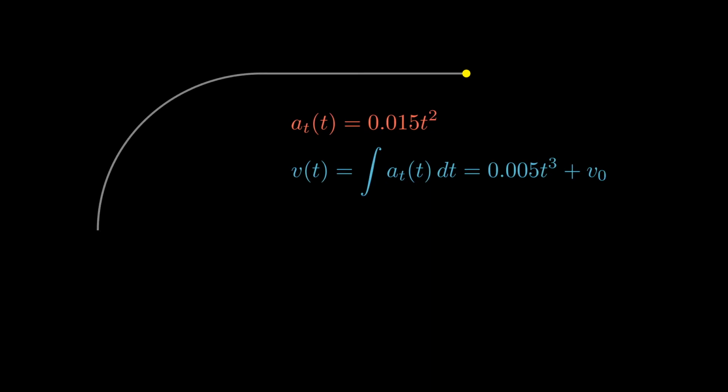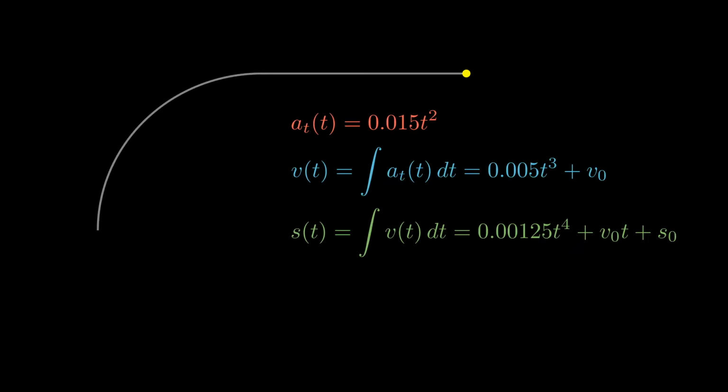For this question, we measure the position s as how far the car is along the path. The question gives us an expression for the rate of change of speed, which is the same thing as tangential acceleration. We can integrate that to get a function for the speed, and integrate again to get an expression for the position. Note the constants of integration.